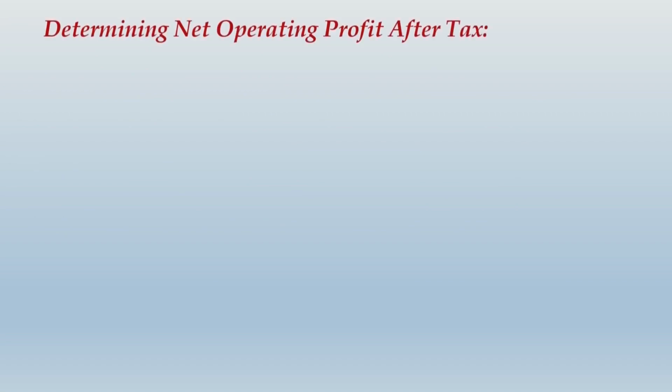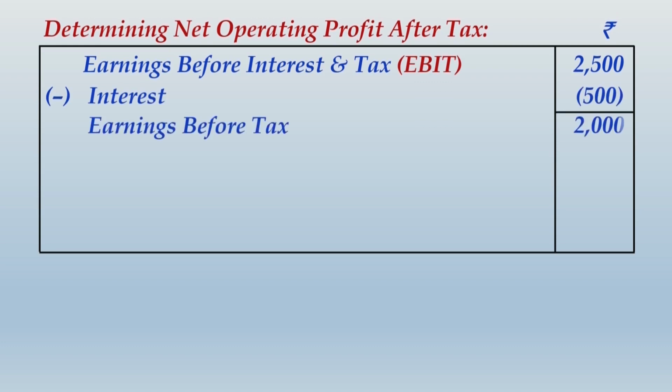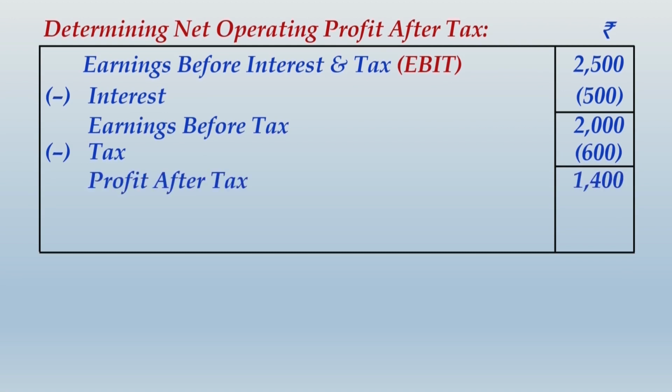EBIT is 2500. Thereafter, when you have to determine the net operating profit after tax, be careful over here. I told you two different approaches. So earnings before interest and tax is given as 2500. First subtract interest out of that, and what you get is earnings before tax. Once you get earnings before tax, this will be the proper amount of profit which will be subject to taxation, and on that you apply 30% tax. Tax rate is given as 30%. So 30% of 2000 would be 600. Subtracting that, you will get profit after tax.